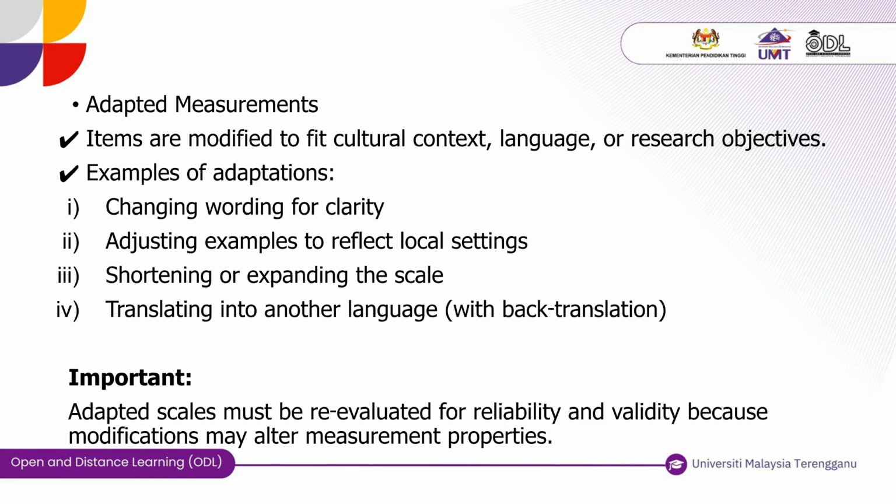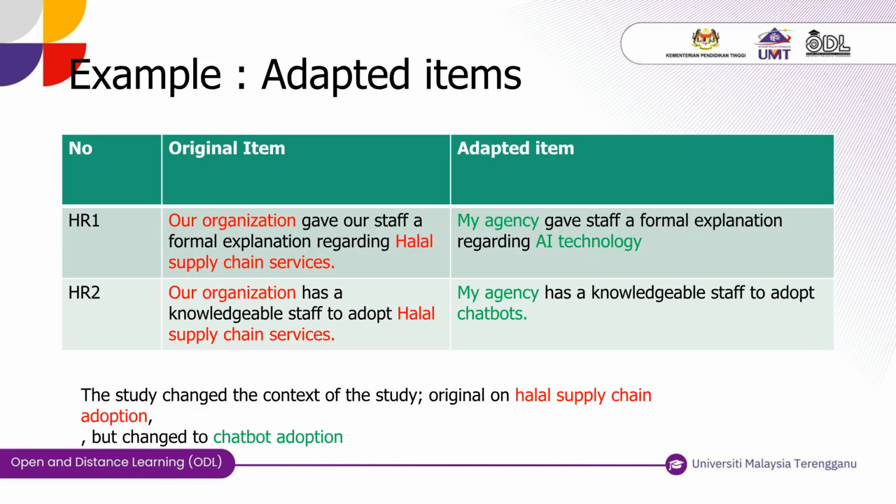Adapted measurements involve modifying items to fit the context, language, or objectives, such as changing wording or translating. Critically, adapted scales must be re-evaluated for reliability and validity, as modifications can alter measurement properties. An example of adaptation is changing the context of the study. If the original scale was developed for halal supply chain adoption, the items can be adapted for chatbot adoption.